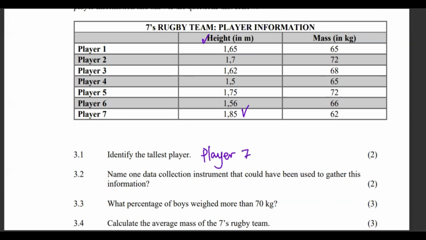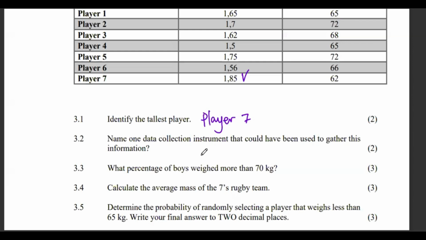Then name one data collection instrument that could have been used to gather this information. You could have interviewed them, because you can't use observation, or you might have given them a questionnaire.